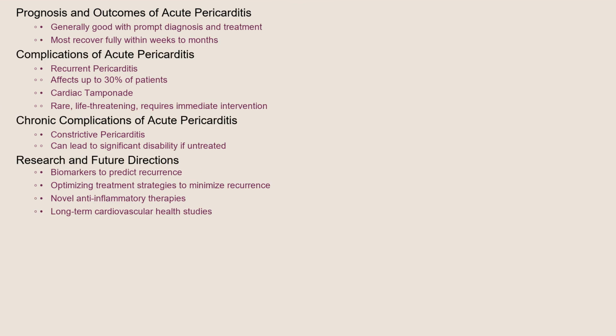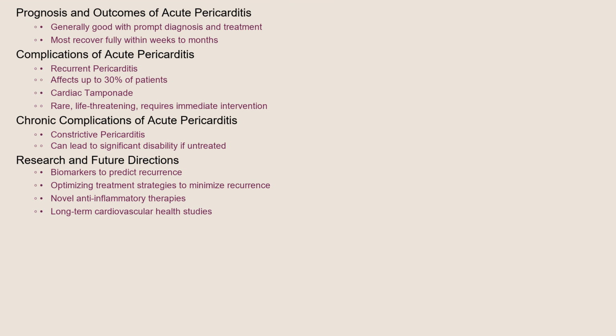The prognosis for acute pericarditis is generally good, especially with prompt diagnosis and appropriate treatment. Most individuals recover fully within a few weeks to months. However, recurrent pericarditis is a significant concern, affecting up to 30% of patients. Cardiac tamponade is a rare but potentially life-threatening complication, requiring immediate intervention. Constrictive pericarditis is a chronic condition that can lead to significant disability if left untreated.